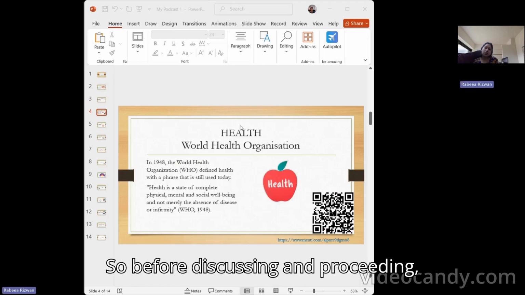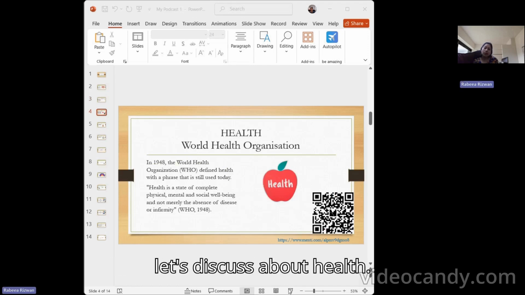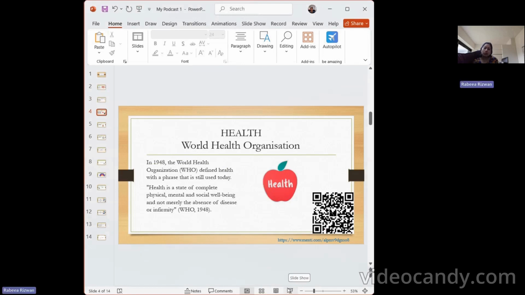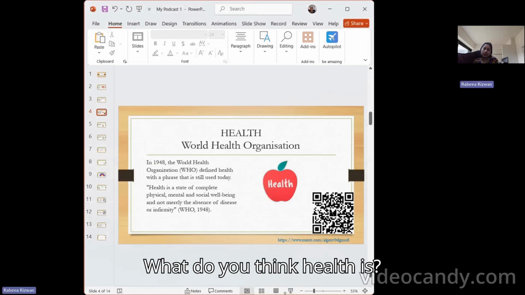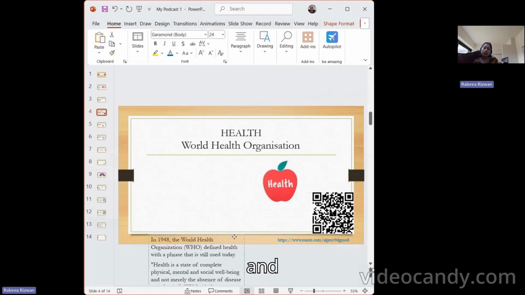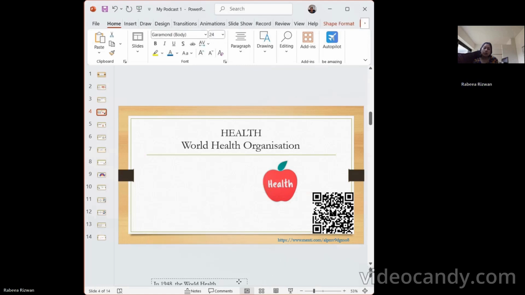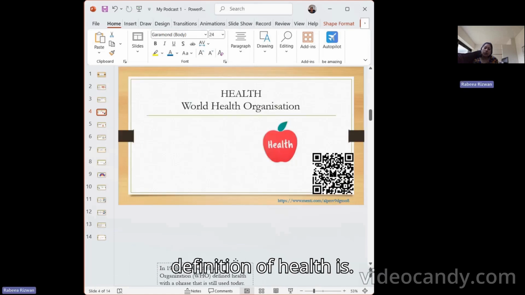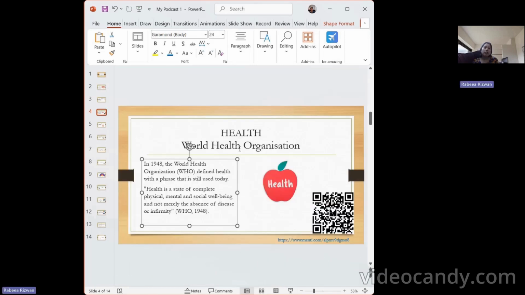So before proceeding, let's discuss health. What do you think health is? Before discussing the definition, I want you to scan this QR code and share with me what you think the definition of health is.